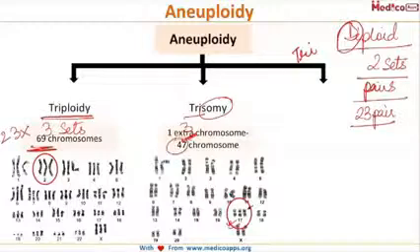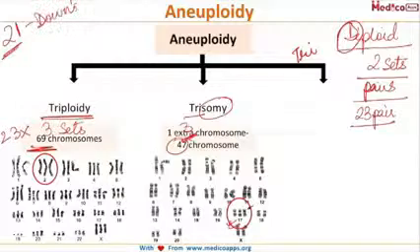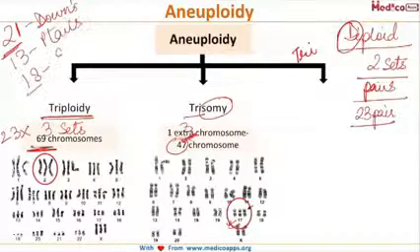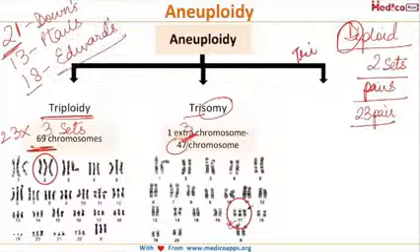Now, what are the common types of trisomies that you need to remember? Number 1, trisomy of chromosome number 21, and that is called Down syndrome. Trisomy of chromosome number 13, and that is called Patau syndrome. Trisomy of chromosome number 18, and that is called Edwards syndrome. Now, the next type of aneuploidy is monosomy.